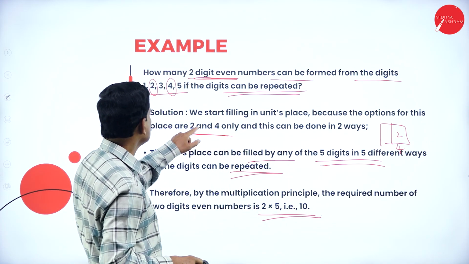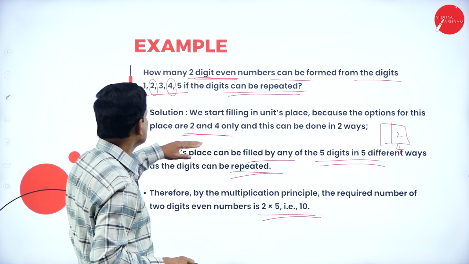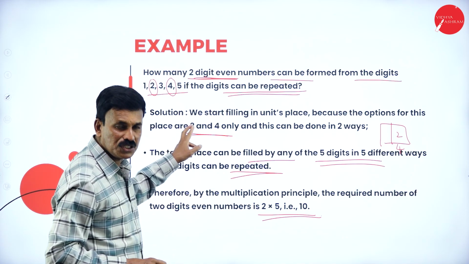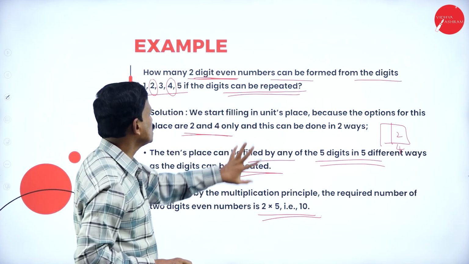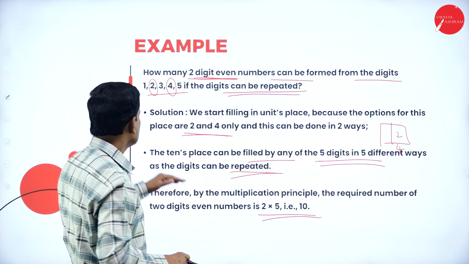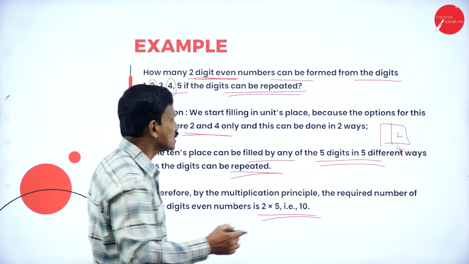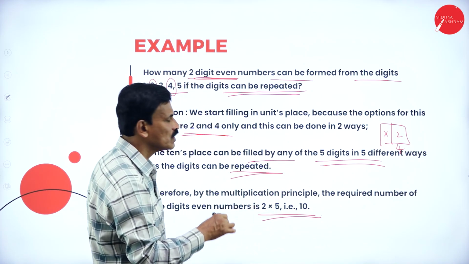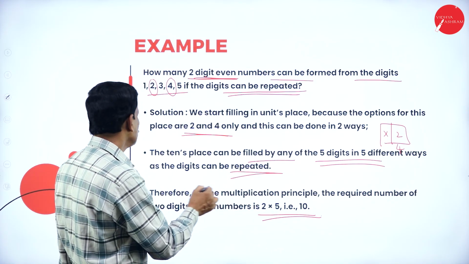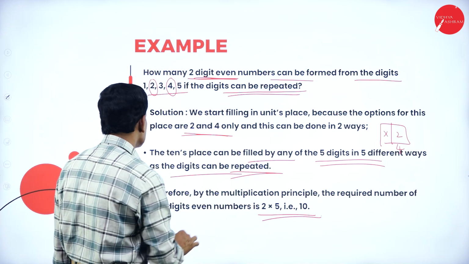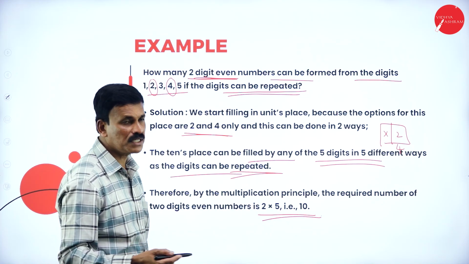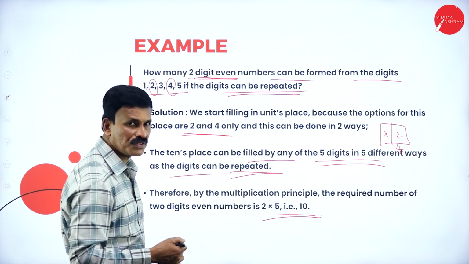So, the unit place, the first place, can be filled using either of these 2 even numbers, 2 and 4. This can be done only in 2 ways. The remaining place, the 10th place, can be filled from any of the 5 digits in 5 different ways, as the digits can be repeated.